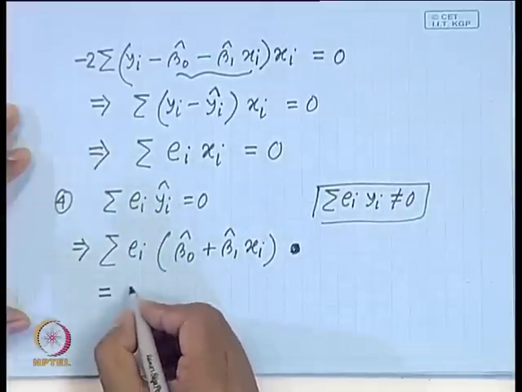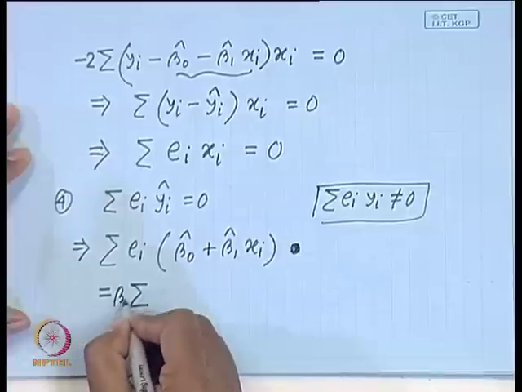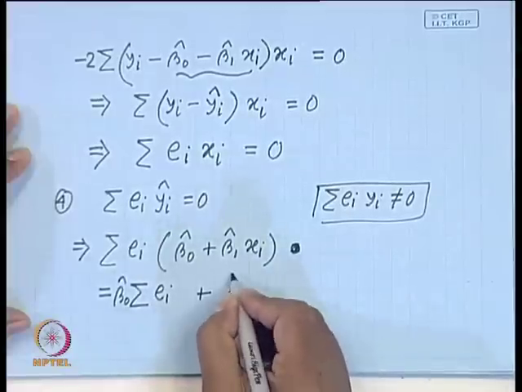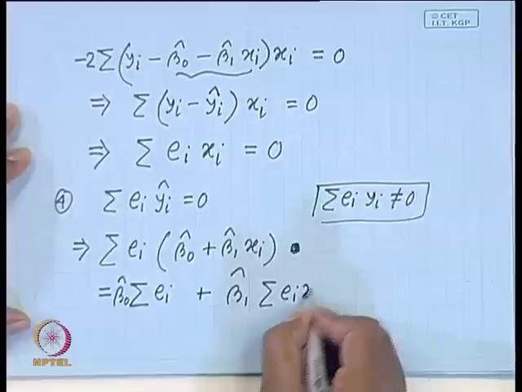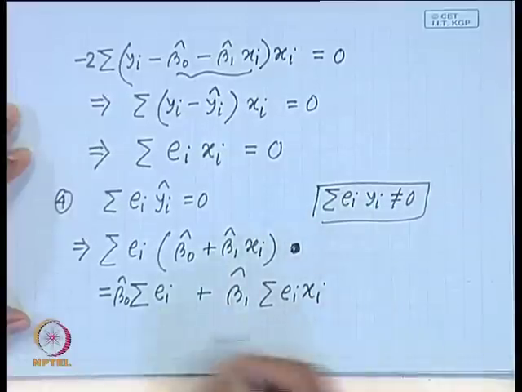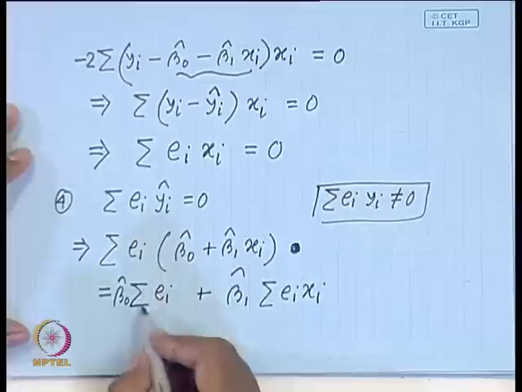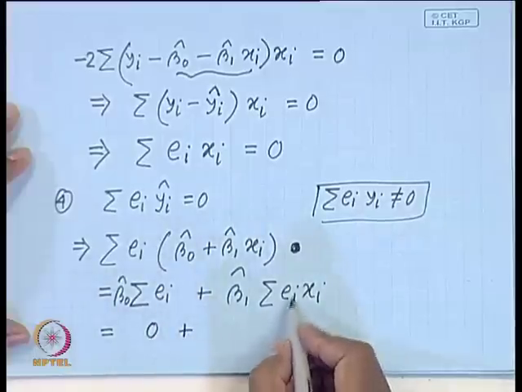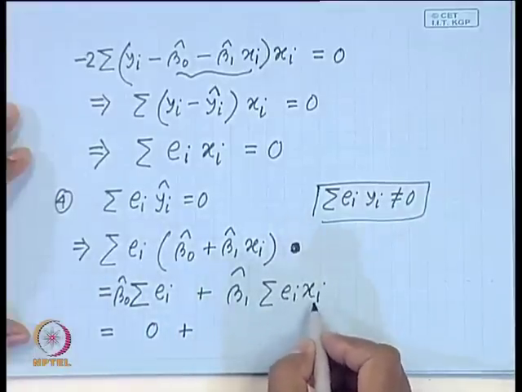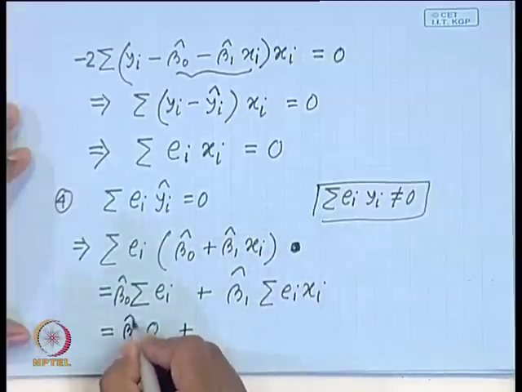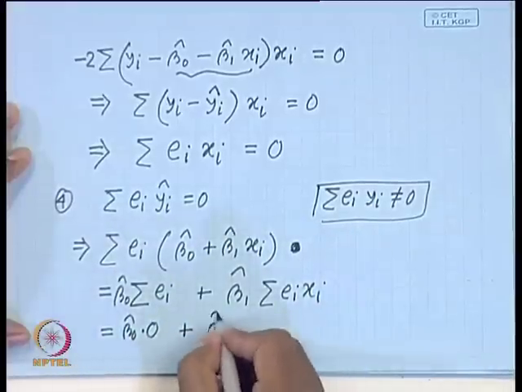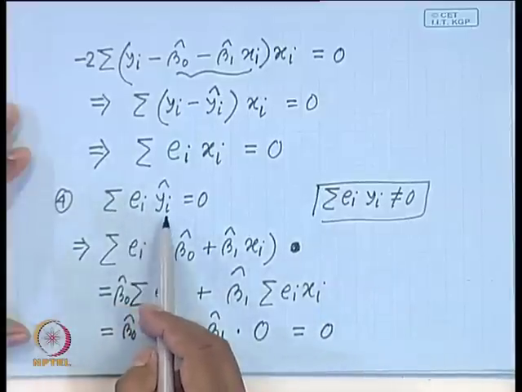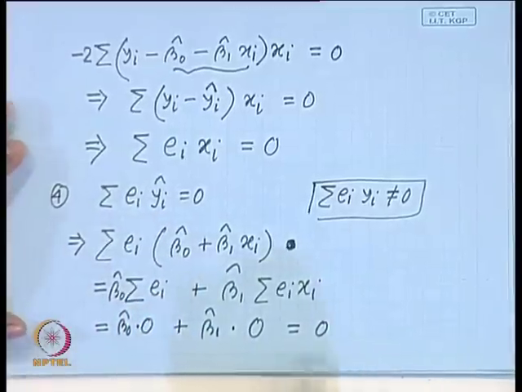which is equal to summation beta naught hat e_i plus beta 1 hat summation e_i x_i. Now, see, summation e_i from the first property is equal to 0. So, this is equal to 0 plus, the third property says that summation e_i x_i equal to 0. So, this is basically beta naught hat into 0 plus beta 1 hat into 0. So, this is equal to 0. So, we proved that summation e_i y_i hat equal to 0.